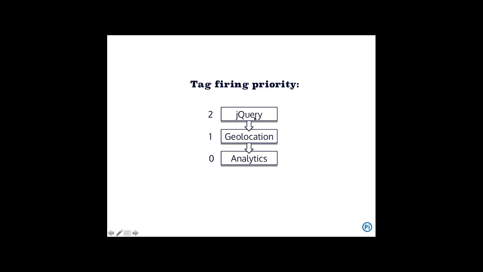And then the lowest on the hierarchy is your analytics script. You're going to need jQuery and the geographic information before you fire off your analytics tag, so that every time a customer hits a page on your website, this geolocation information, if it exists, is passed along with that page view. So it's a hierarchy. It seems a bit complicated, but we'll get into why you do this in a little bit.